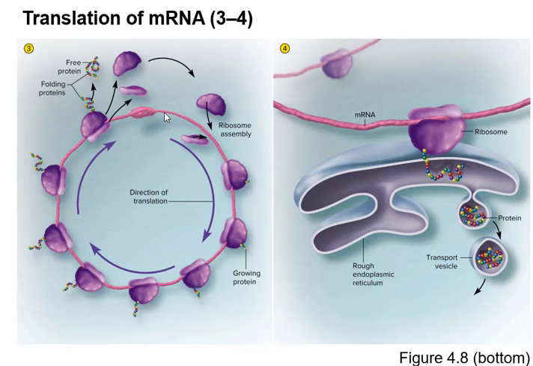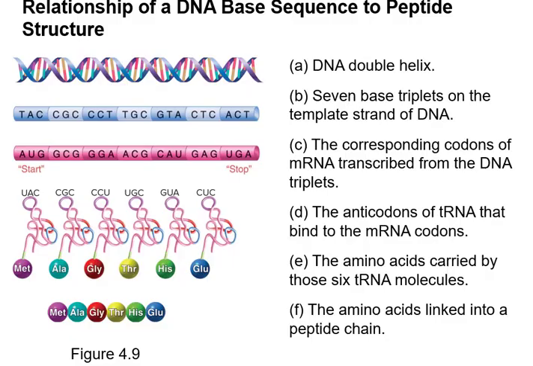So you can do translation of the messenger RNA out in the cytoplasm with free ribosomes, or you can do it over here so you directly drop off the protein inside the rough endoplasmic reticulum. And remember, the Golgi apparatus can make vesicles, so it can pinch off and the protein is transported where you need it to go.